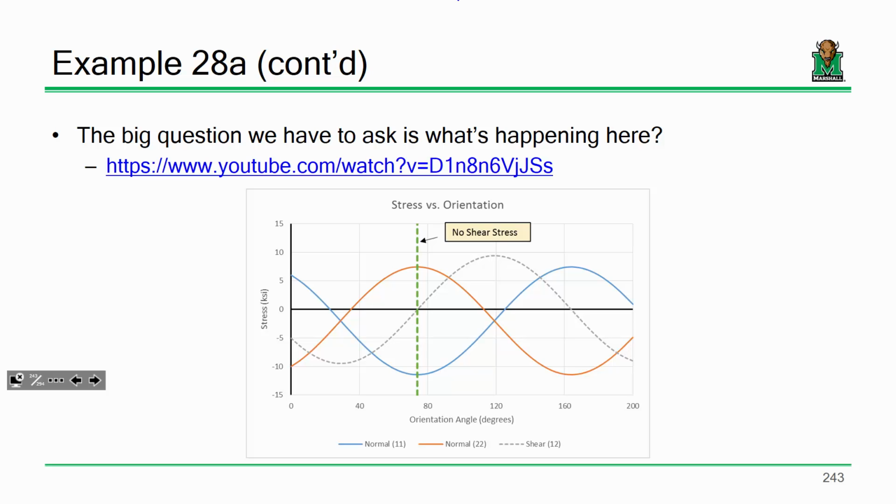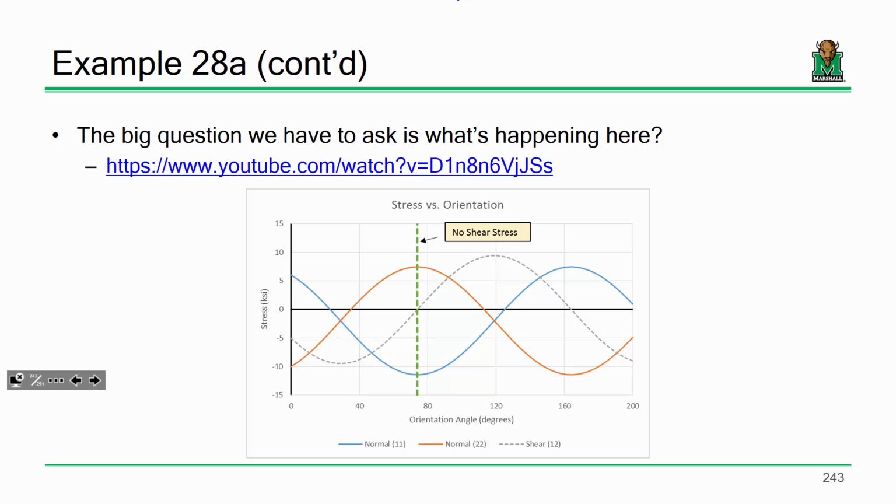Now, what I want to look at is this. What's going on right there? This is the same plot, but I want to look right here. There's some really interesting stuff going on at this angle. What is the shear stress right there? 0. Here's our shear stress. No shear stress at all. What else can you tell me about that point? The other two stresses are maximized. There you go. The other two stresses are maximums.